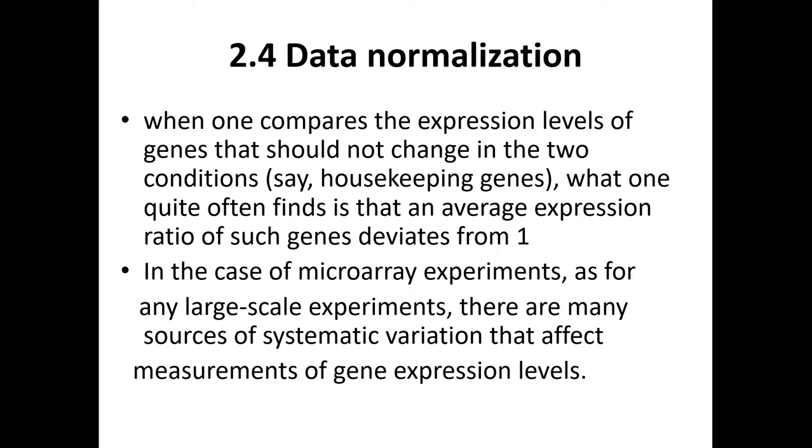When one compares the expression level of genes, some genes should not change in the two conditions. We call those housekeeping genes. What one quite often finds is that the average expression ratio of the genes deviates from 1.